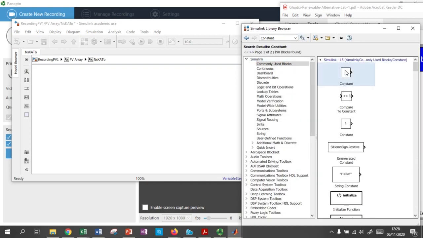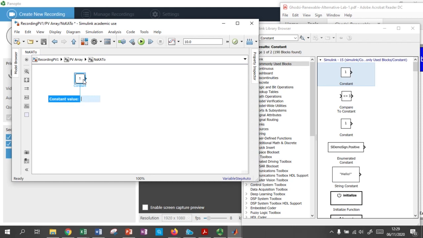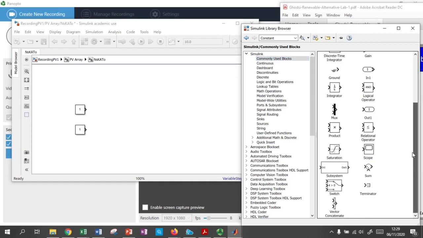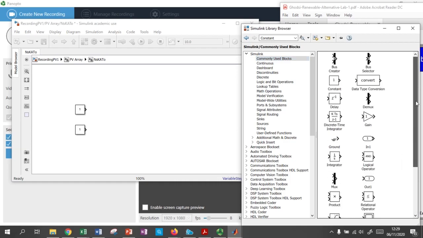There is a constant, we will put it here. This is a constant one, we will make it here. Control C, Control V, this is another constant. And we need to have some go-to, it is not in the commonly used blocks.